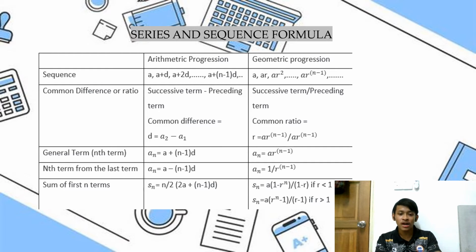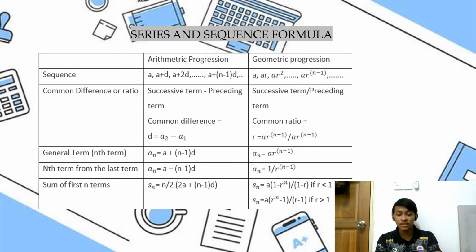For the common difference of an arithmetic progression, the formula is d equal to a2 minus a1. For the common ratio of a geometric progression, we have r equal to Tn plus 1 divided by Tn. The general term for an arithmetic progression is Tn equal to a plus n minus 1 times d. The general term for a geometric progression is Tn equal to ar power of n minus 1.